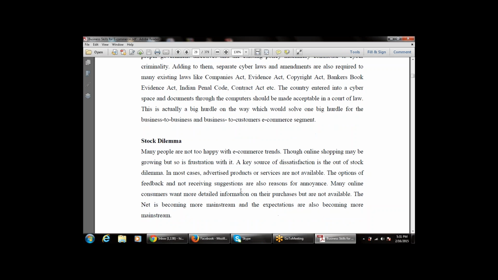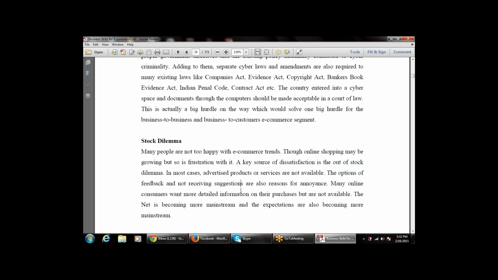The next non-technical limitation faced by e-commerce is the stock dilemma. Many people are not happy with e-commerce trends. Online shopping may be growing, but so is frustration with it. A key source of dissatisfaction is the out of stock dilemma. Sometimes the goods are not available, and they are shown as out of stock. That is one of the major dissatisfactions with e-commerce.